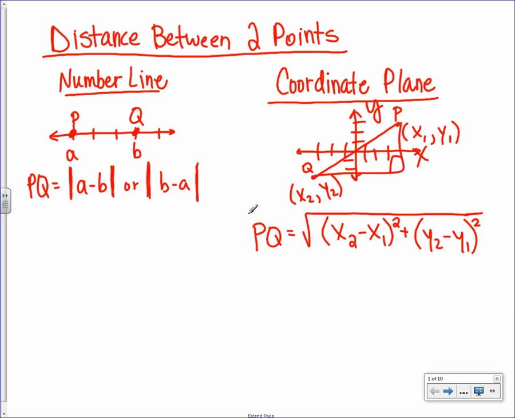So distance between 2 points, we've already done the distance between 2 points on a number line. We did that yesterday with our proofs. Remember? You took one minus the other with absolute value bars. We've already done that. Okay?